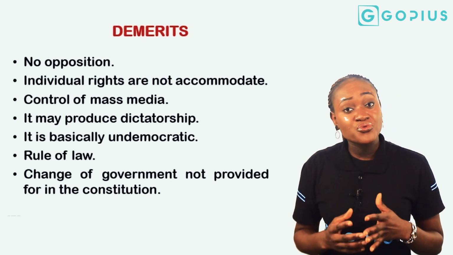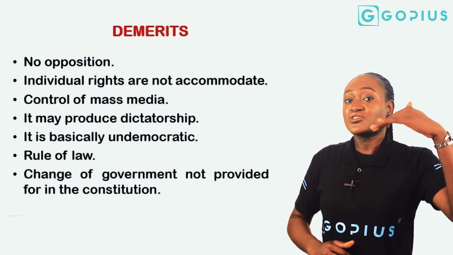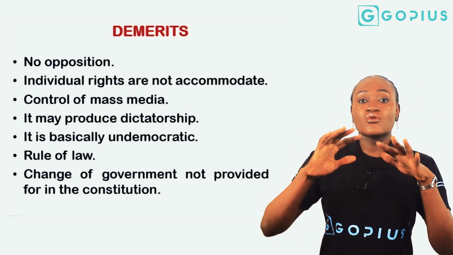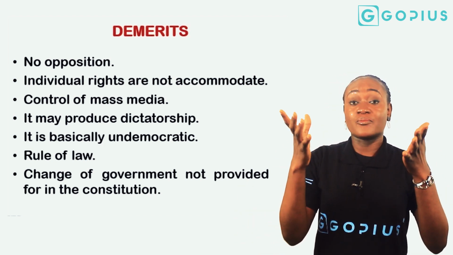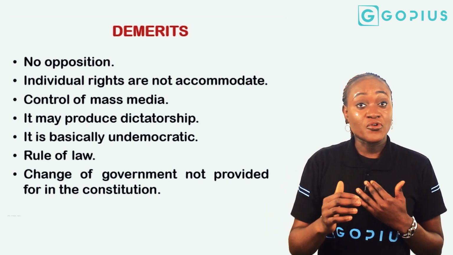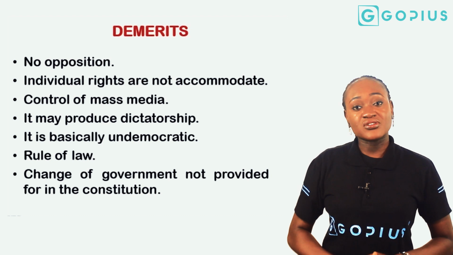It doesn't allow for the rule of law, because now we have people who are not subject to the law. Remember when we talked about rule of law, everyone is equal before the law. But now this system does not allow for equality before the law. And then a change of government is not provided for in the constitution.